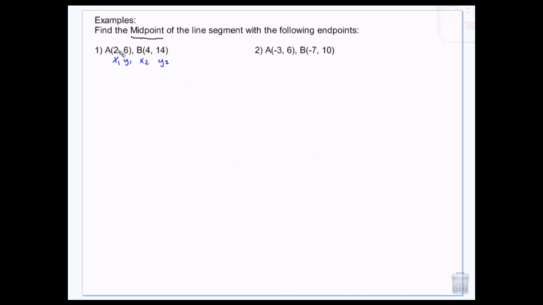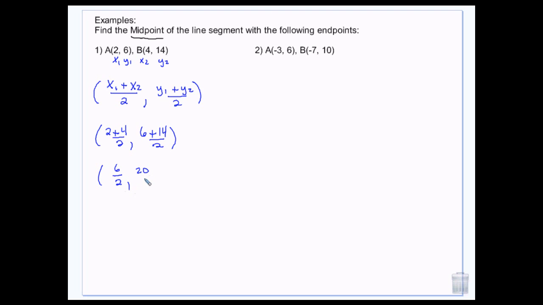We can find the midpoint. We call this x1, y1, x2, y2. Our formula is not legible the way I was writing, sorry. 2 plus 4 over 2 plus 6 plus 14 over 2. Okay, so I get 6 over 2, and I get 20 over 2. So 3 and 10. Okay, guys.